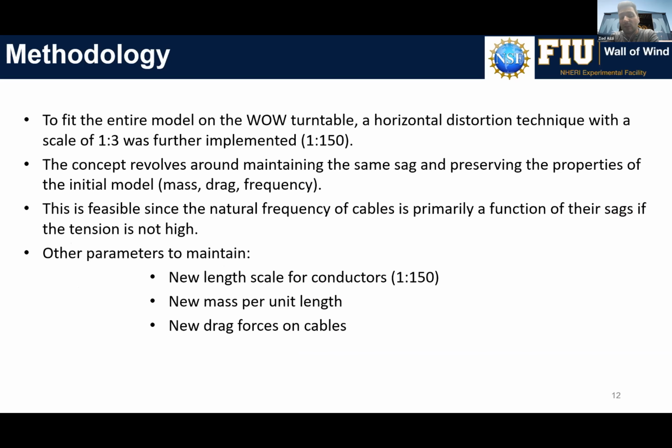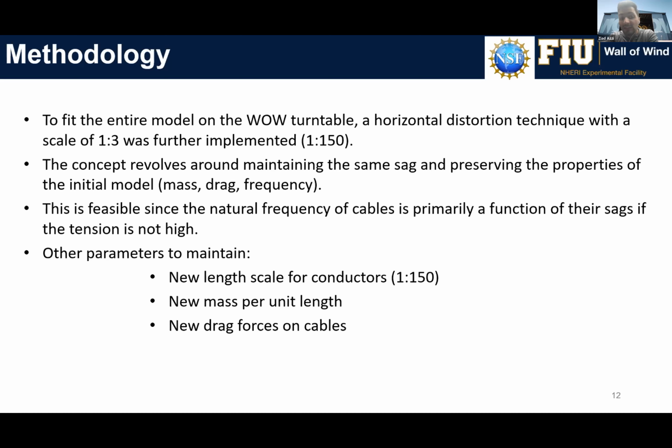So to fit that entire model on the Wall of Wind turntable, which is approximately 16 feet in diameter, a horizontal distortion technique with a scale of 1/3 was further implemented, which transforms into a length scale of 1 to 150 for the conductors only, for the length of the conductors. The concept revolves around maintaining the same sag while preserving the properties of the initial model, which are the mass, the drag, and the frequency. This is particularly feasible because the natural frequency of cables is primarily a function of their sags if the tension is not high, which is the case of conductors in transmission line systems.